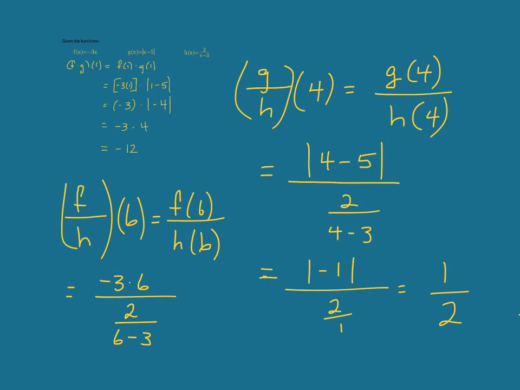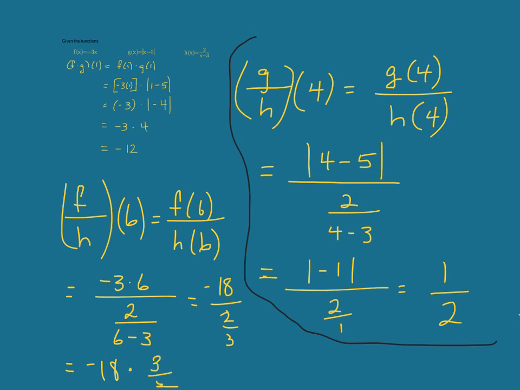So we need to simplify. Let me make a little barrier here because I'm getting a little crowded. So negative 3 times 6 is a negative 18 divided by 2 thirds. 6 minus 3 makes 3 there. So then when you divide by a fraction, you need to remember that dividing by a fraction, you multiply by the reciprocal or invert and multiply, whichever is the way you learn to say that to yourself. So it turns into negative 18 times 3 over 2.